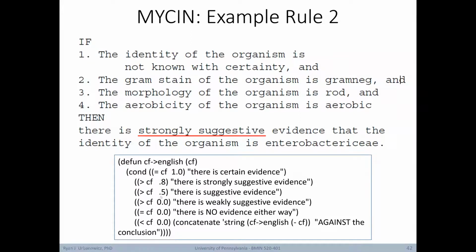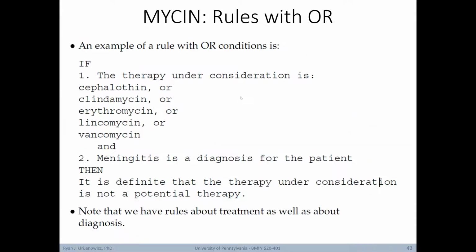Suggestive evidence would be above 0.5 to 0.8. Weakly suggestive evidence would be between 0.0 and 0.5, and no evidence either way would be a certainty factor of 0. Notably, MYCIN rules do allow ors in them. So here's an example of a rule with or conditions.